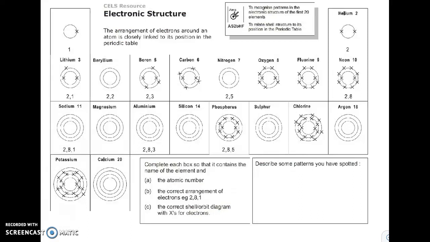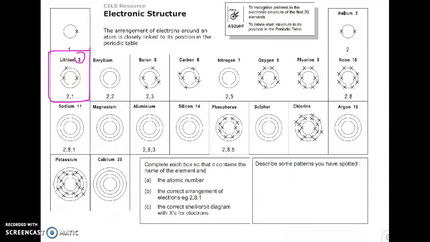All right, good morning. So you should have just finished this worksheet that looks like this, and I just want to talk a little bit about some of the patterns that you should have figured out from going through this worksheet. So the first one, you'll notice right here in the lithium box that this one is completely filled out for you. It has the name, lithium, followed by the atomic number, and has the electrons shown in their correct locations, as well as the number of electrons in each spot.